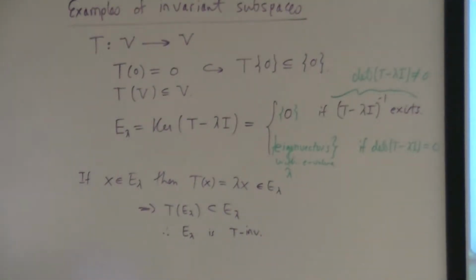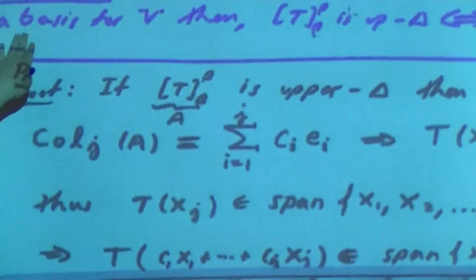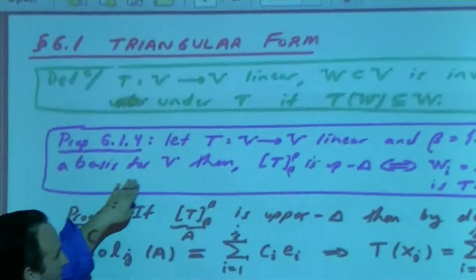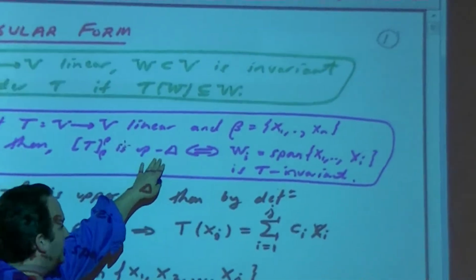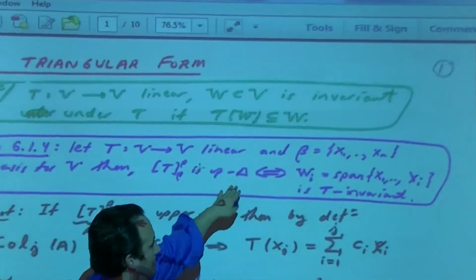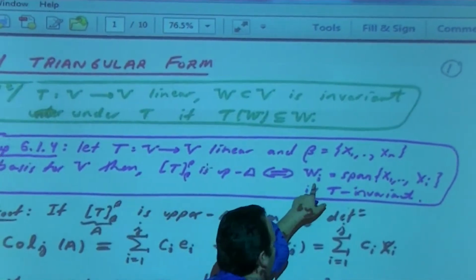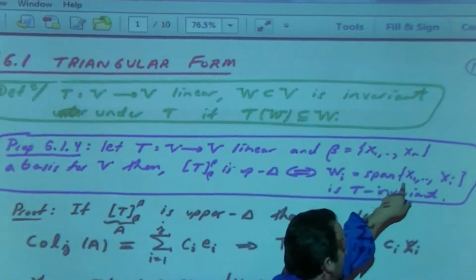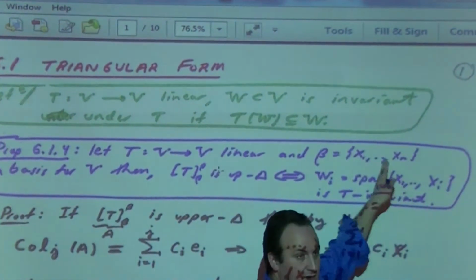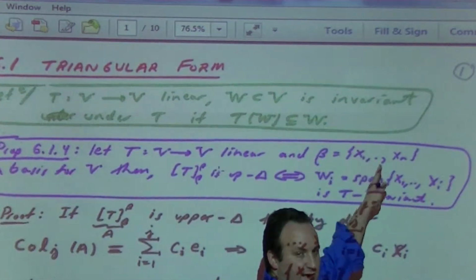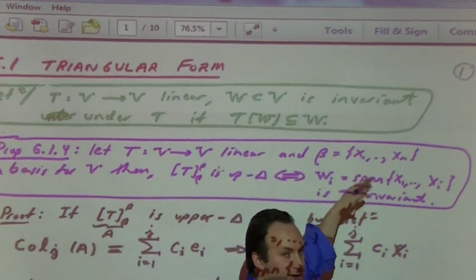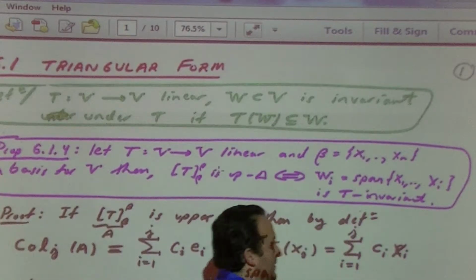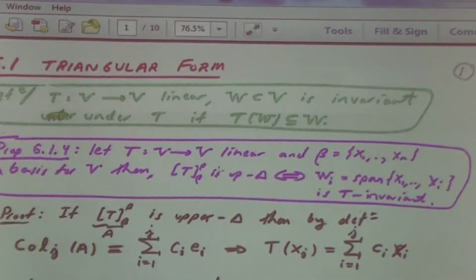So, proposition. If you have T from V to V linear, and if you have a basis x1 through xn for V, then T is upper triangular, you'll allow me this abuse of notation, if W sub i, which is formed by the span of the first i of these vectors, is T-invariant. So i equals 1 gives you span of x1, i equals 2 gives you span of x1, x2, i equals 3 gives you span of x1, x2, x3, and so forth.